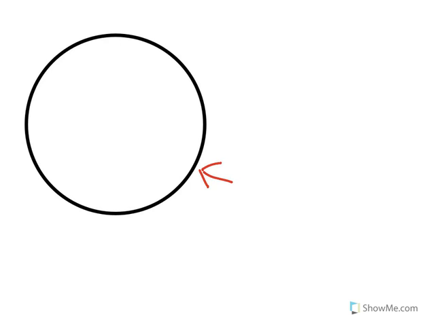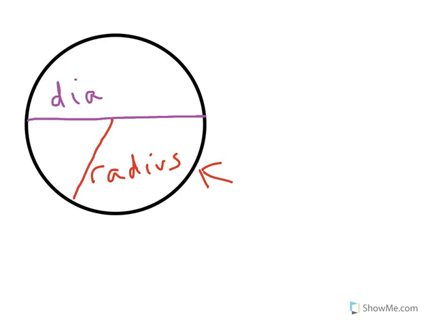We need to know what the radius is. The radius is a line that goes from the middle of the circle to the edge. That is called the radius. If I double the radius, so it goes all the way across from one side to the other, it's called the diameter. So it's important that you know the difference between the radius and the diameter. Diameter is all the way across and radius is halfway.